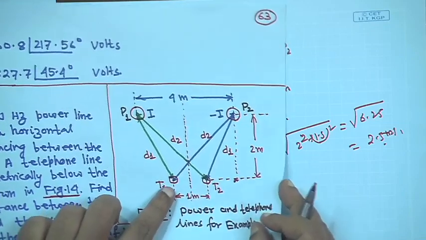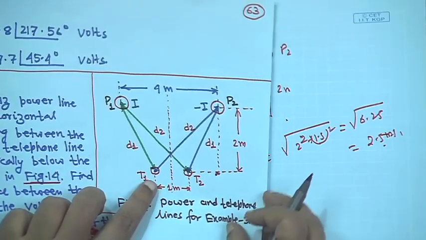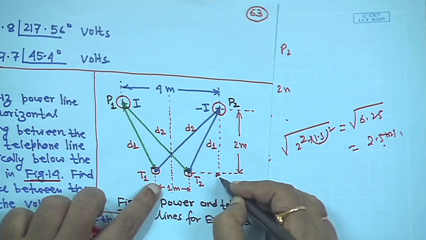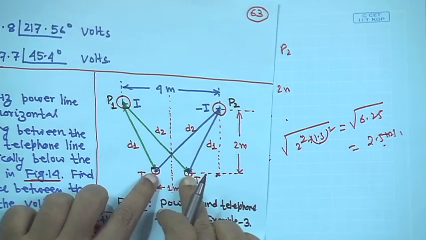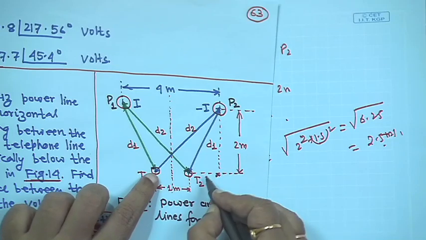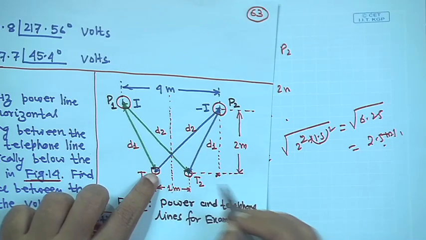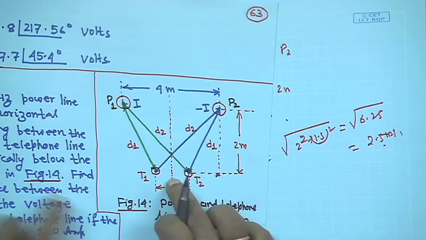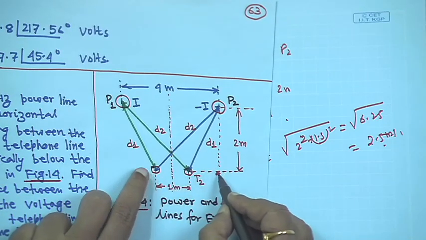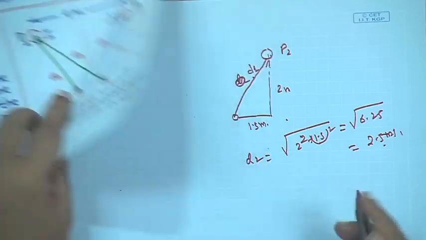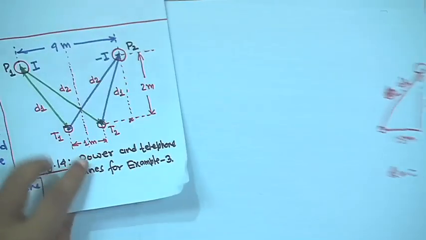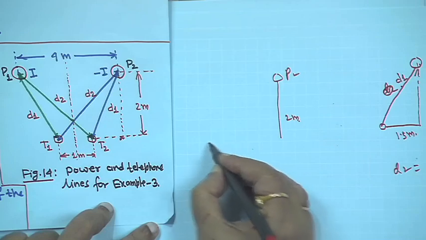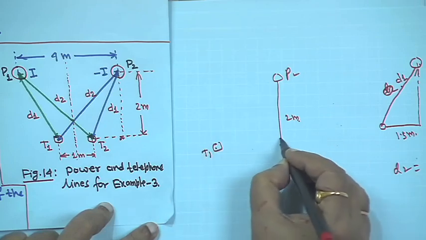Similarly, when you calculate D2, in this case this is 2 meter as usual, and from here to here you have to find out that here it is 1.5 and this is 2.5. So, from here to here it is 2 and from here to here it is 0.5. So this distance is 2.5. If you take it like this, hold on, this is P2 and this is 2 meter and this is telephone line 1, this is T1.